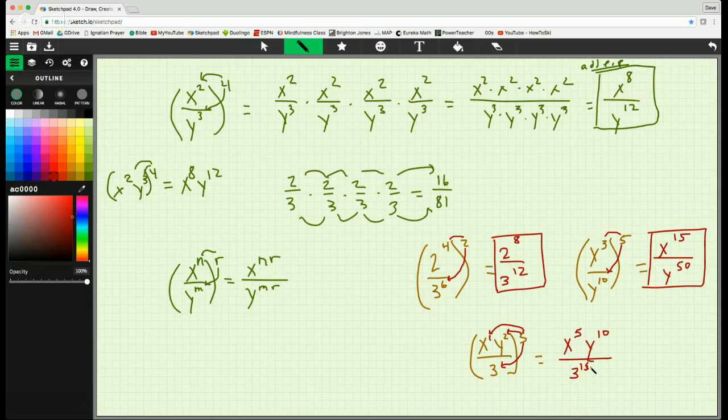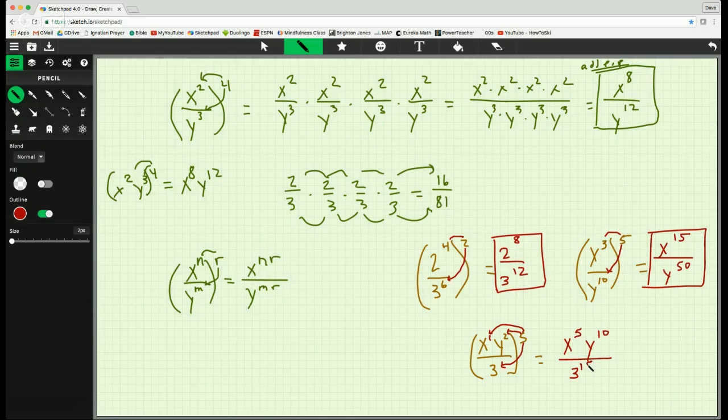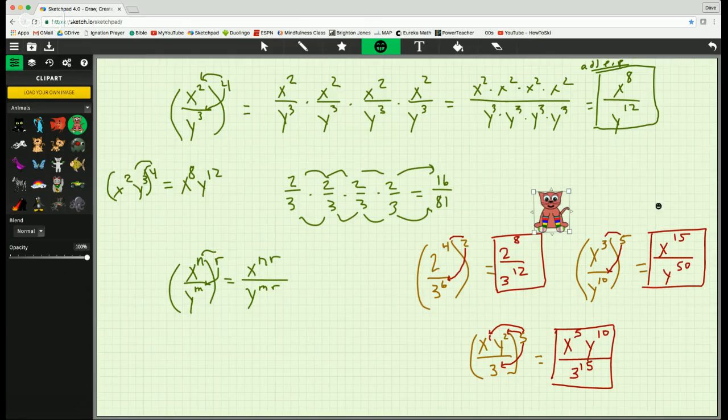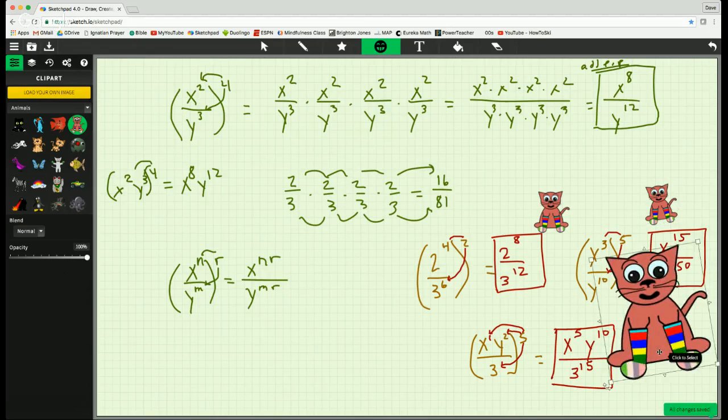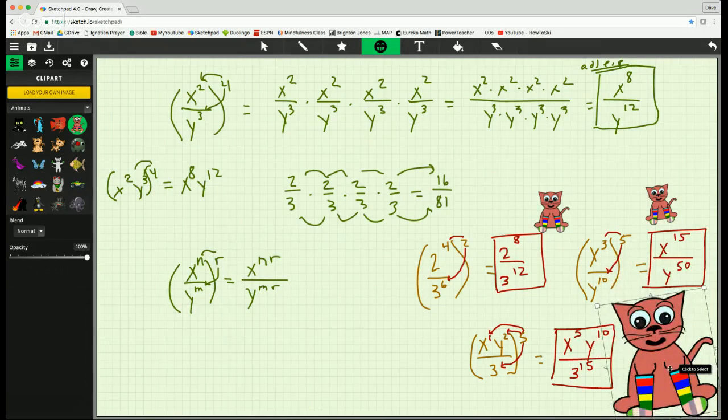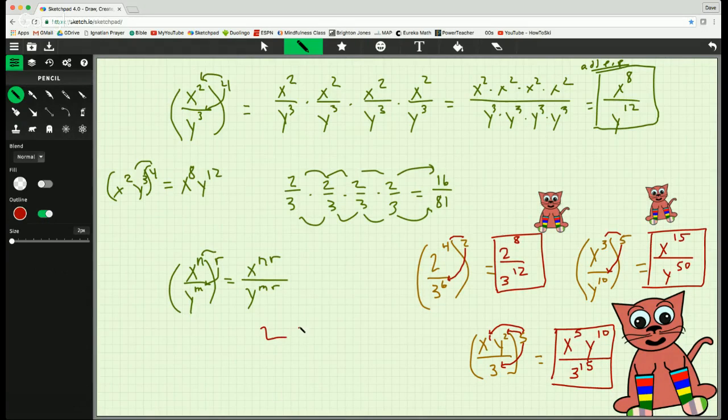If you got that one, give yourself a big pat on the back. And we'll do a happy cat, and if you got this one, give yourself a big happy cat. That is awesome. So this was lesson 3.